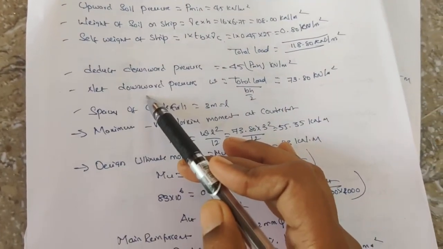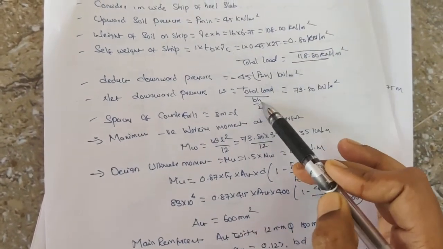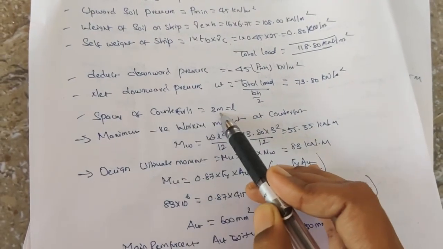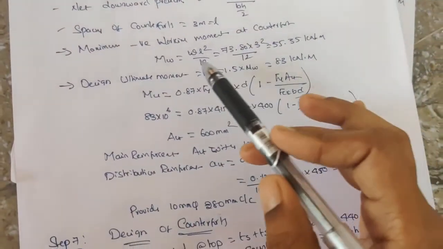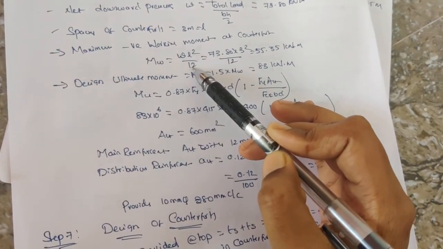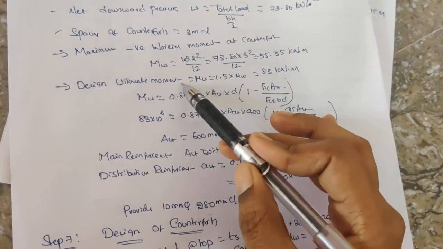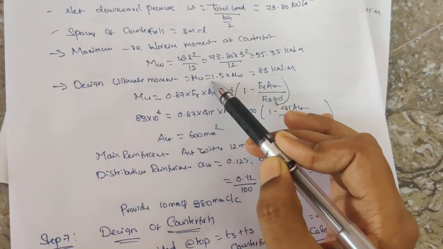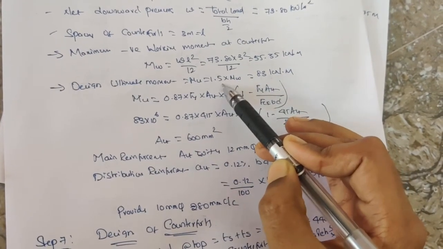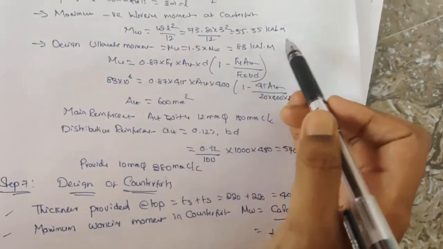So for this one, after finding the net downward pressure, W is equal to total load divided by B into H by 2. You will get this value. From the spacing of the counterforts, you already know L is equal to 3 meters. So for maximum working moment, we already know the formula WL squared by 12. When you substitute this value, you will get the working moment. So design ultimate moment is equal to Mu, 1.5 into working moment, nothing but 1.5 into 55.35, which is 83 kilonewton meter.